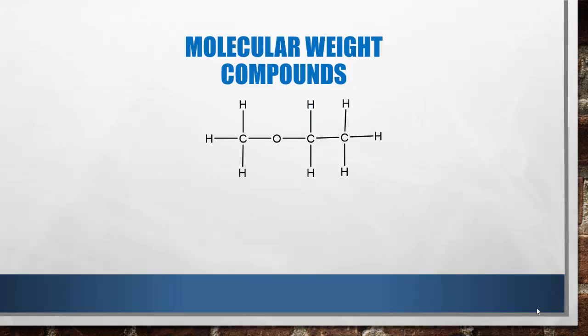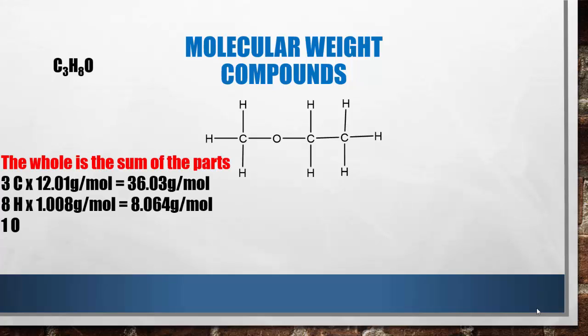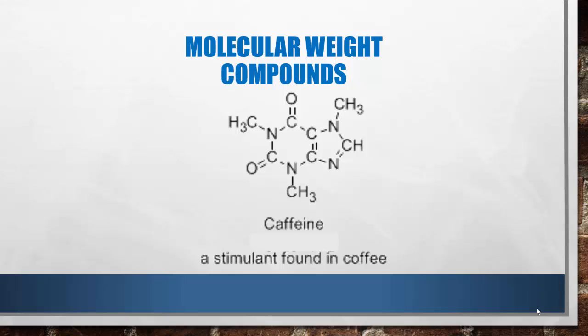How about methoxyethane? Well, it has a formula of C3H8O, and I have 3 carbons, 8 hydrogens, 1 oxygen, and I remember that the whole is the sum of the parts. Multiply the carbon by its molar mass to get its contribution, multiply the hydrogen by its molar mass for its contribution, the oxygen by its molar mass to get its contribution, sum up the parts, convert to correct significant figures, and you can now say that the molecular weight for this compound is 60.09 grams per mole. This will also be the molecular weight for 1-propanol and 2-propanol because they all have the same molecular formula.